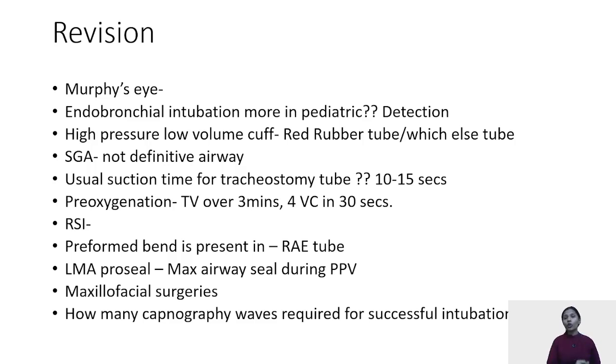How do you detect endobronchial intubation? Right side is most common because the right bronchus is wide, short and in a straight line. How to detect it?